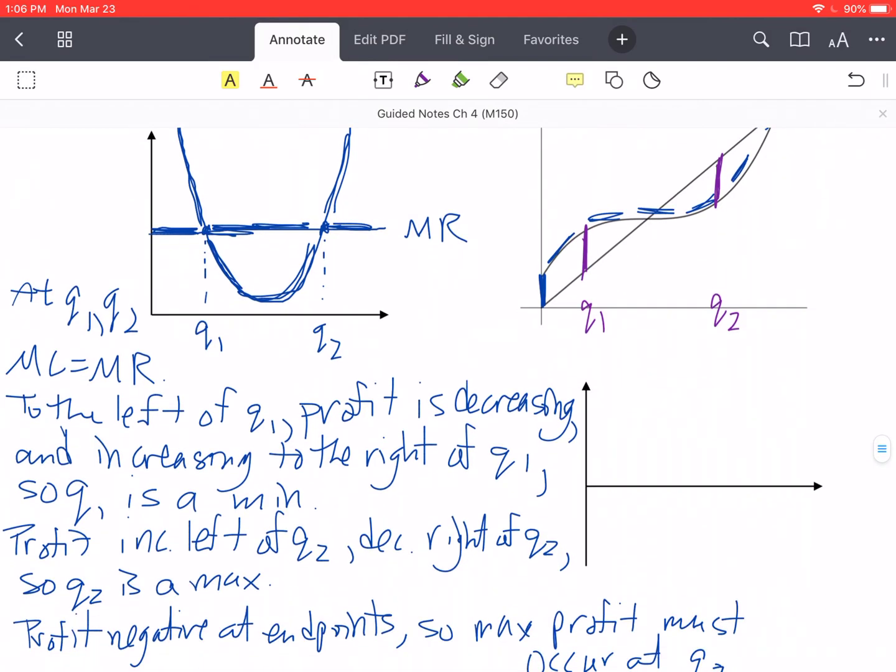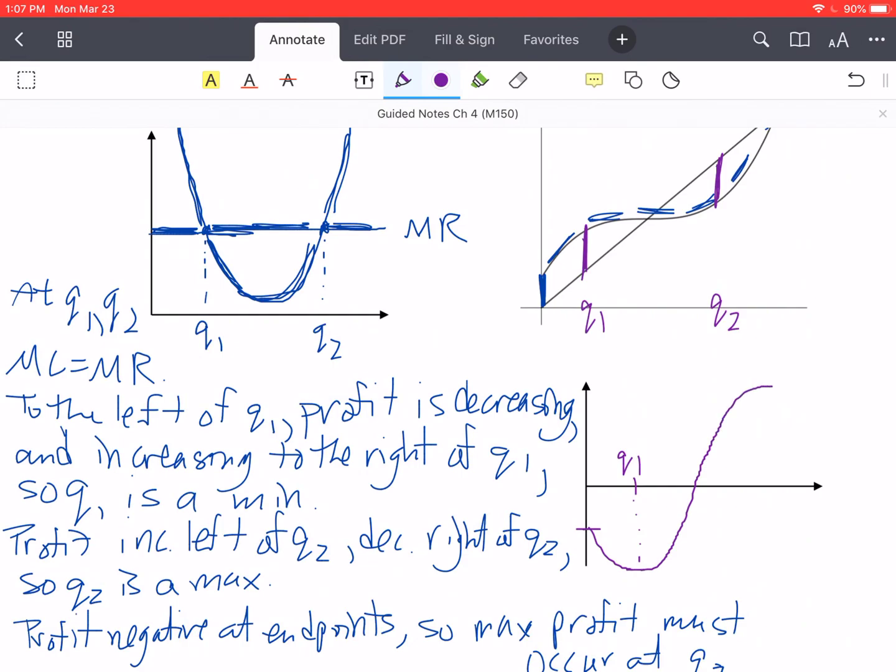Now, if we graph the profit function, profit starts out negative. So somewhere down here, it starts out negative. It hits a minimum at Q1. And then it starts growing. That's the point where they cross each other. Now you're actually making profit. And then it hits its maximum over here at Q2.